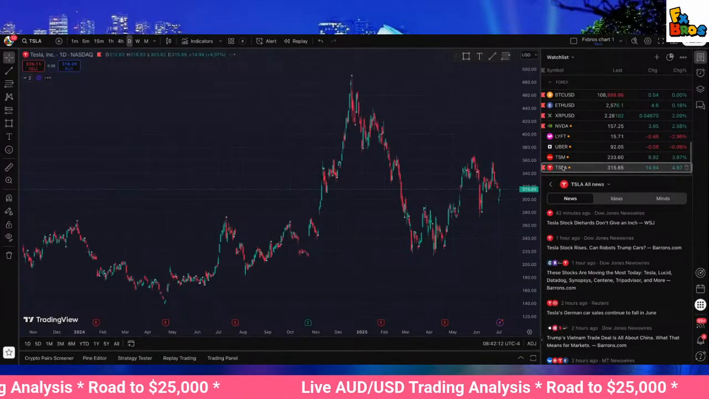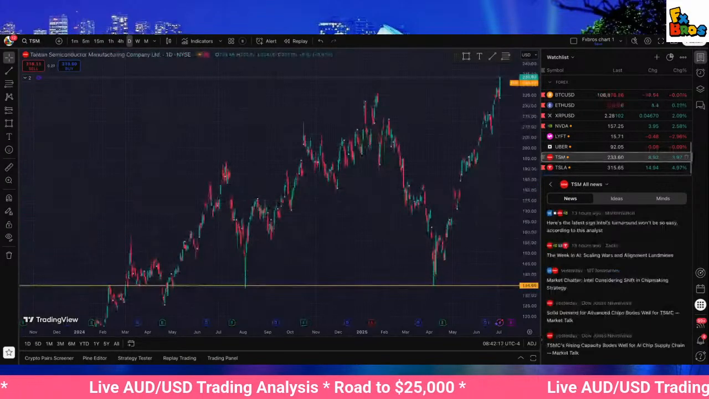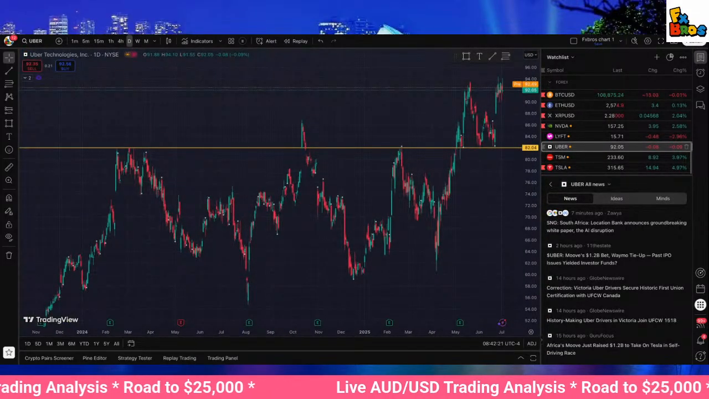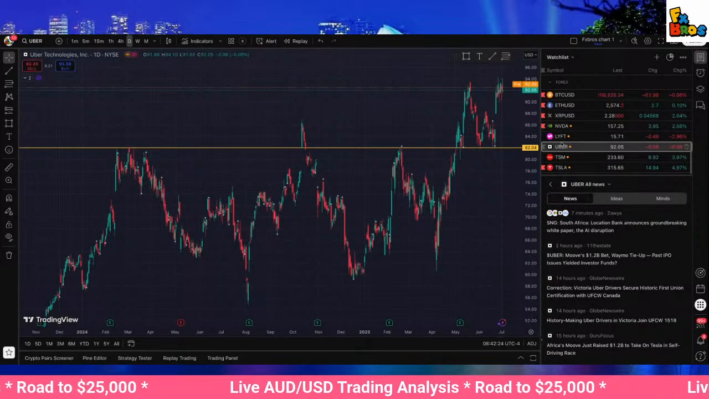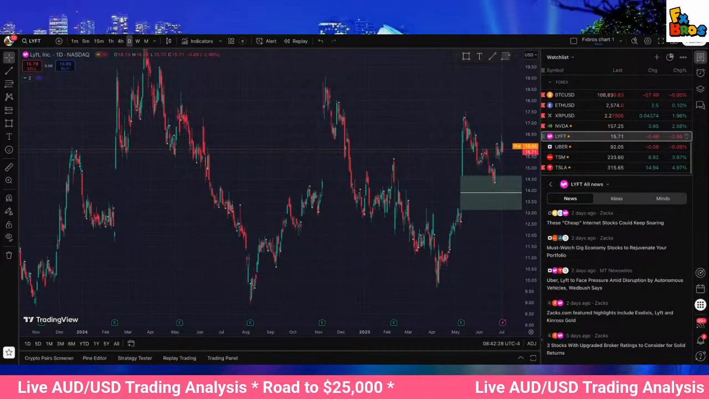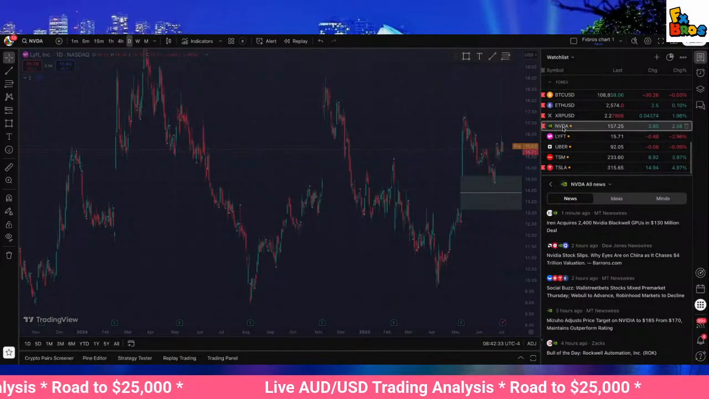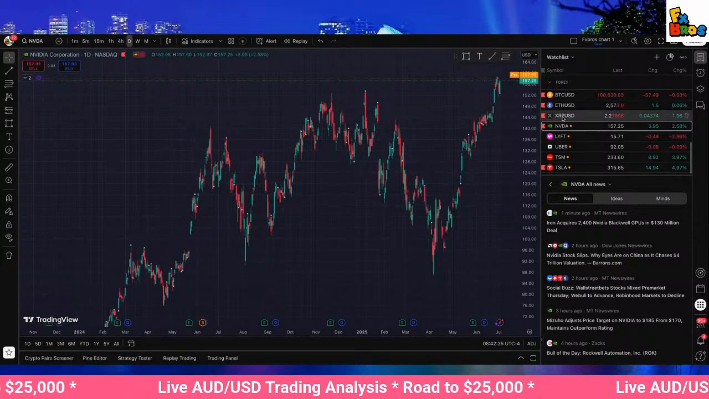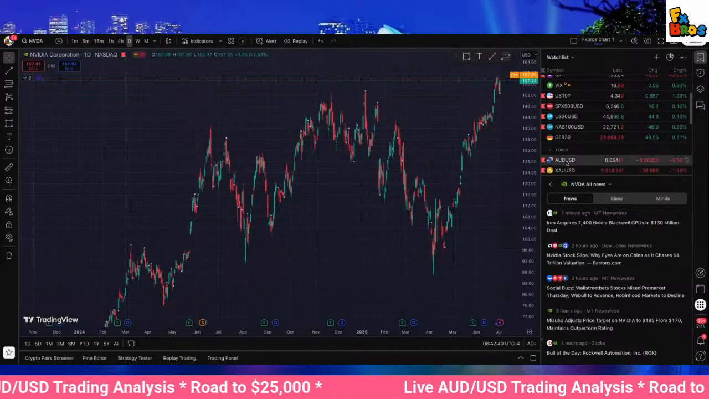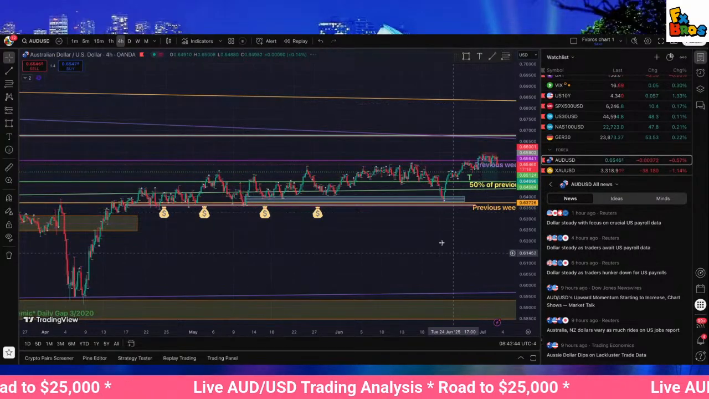So let's go to some pre-market. Not much on Tesla. Not much on TSM. Uber got a nice little 50-cent lift. Nvidia similar. So let's see what happens.